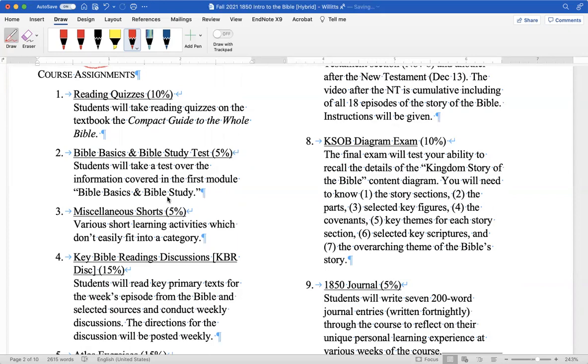But these assignments mostly will be something we involve ourselves in through the whole of the course. A couple of the assignments are kind of one-offs, like the Bible Basics Bible study test. You know, you're not going to take that more than once. That's one and done. But reading quizzes, for example, you'll be taking reading quizzes on the Compact Guide to the Whole Bible throughout the whole course.